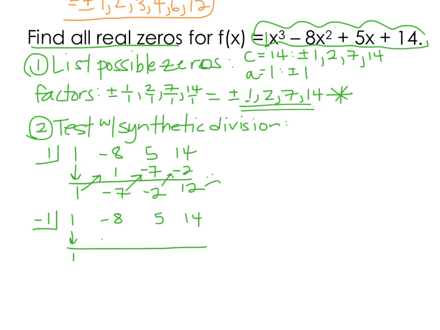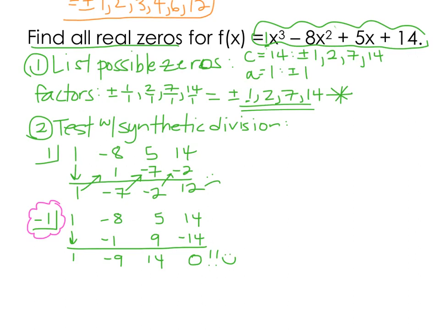1 times negative 1 is negative 1. I'll put that in the next column. Negative 8 plus negative 1 is negative 9. Negative 9 times negative 1 is positive 9. 5 plus 9 is 14. This is looking hopeful. 14 times negative 1 is negative 14. And we have 0 as our remainder. What this means is that x equals negative 1 is one of the answers to our final solution, to find all the real zeros. So that's step 2, figuring out at least one 0 using synthetic division.